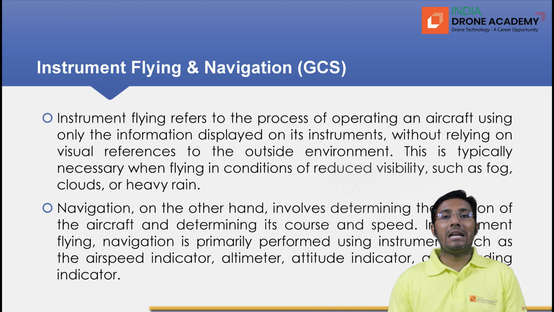Navigation, on the other hand, involves determining the position of the aircraft and determining its course and speed. In instrument flying, navigation is primarily performed using instruments such as the airspeed indicator, altimeter, attitude indicator, and the heading indicator.